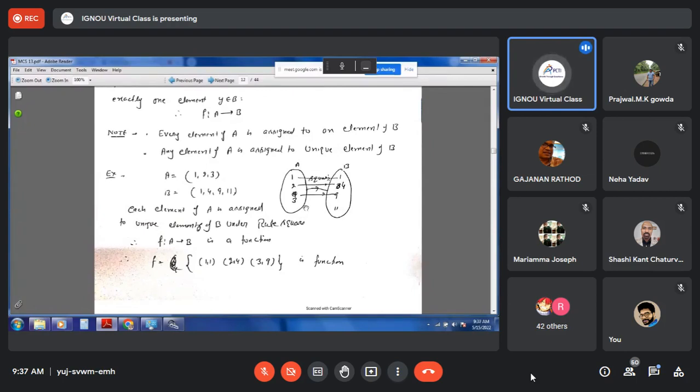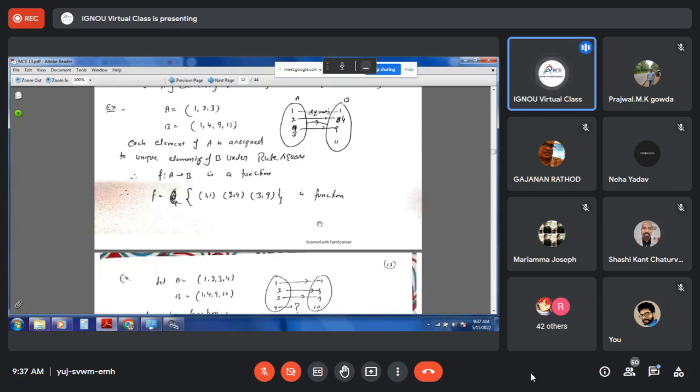It is 1-1 correspondence. See how 1 is assigned to 1, 2 is assigned to 4, 3 is assigned to 9. Every member is assigned to a distinct and unique element of B. It is a 1-1 correspondence. First of all, it is a function, then it is 1-1 correspondence.